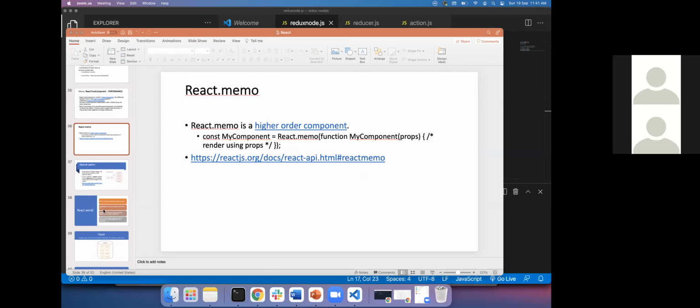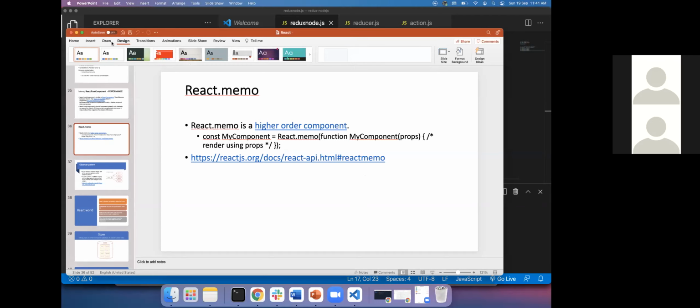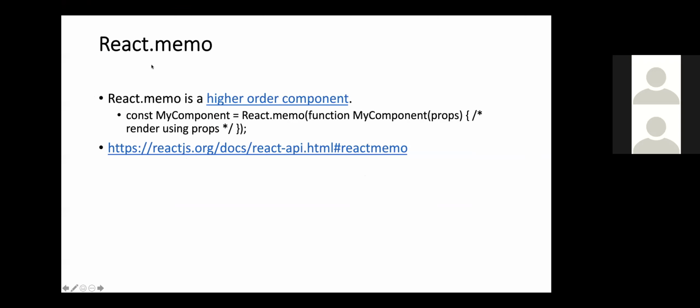Okay, so last week what we saw was the context API. The context API is a way in which you share the state and the changes all together to the React components.